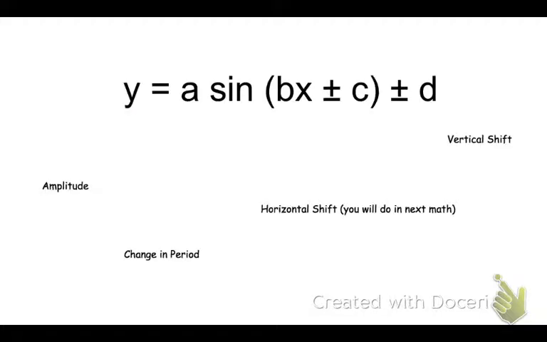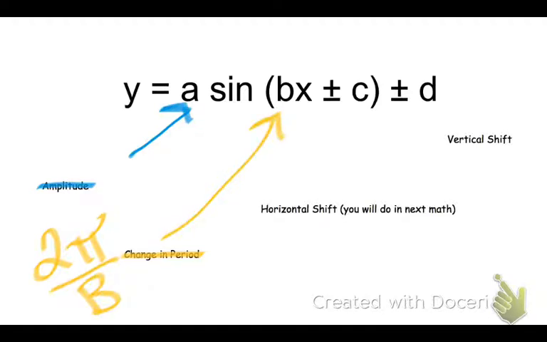I also want to remind you, when you're looking at the trigonometric functions, where to find all of these things. So the amplitude is of course the A value, the period change, which is 2 pi over b. That b value is going to be in front of either x or theta. We may have a theta in some of our examples today. There will be no c value because we are not dealing with a horizontal shift. And then last but not least, your vertical shift is in the back. It'll be added or subtracted to the end of our function.